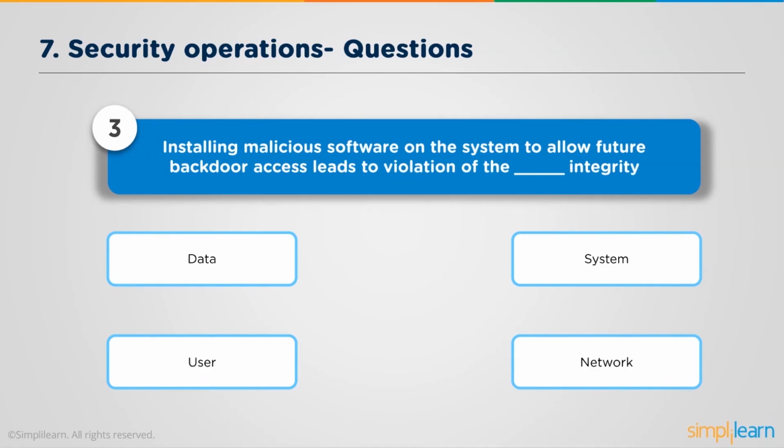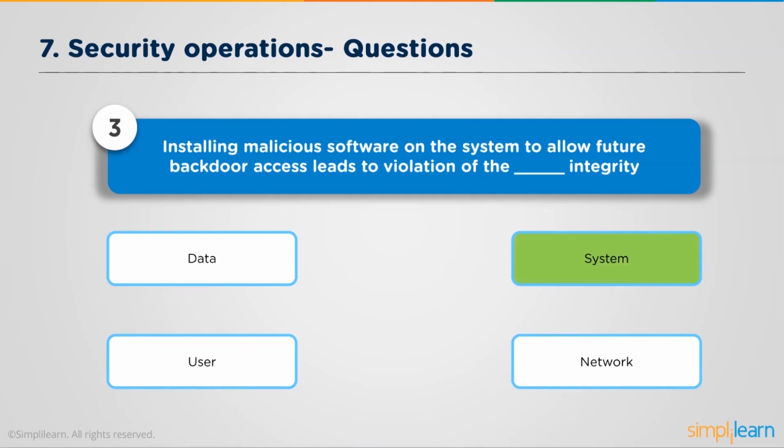Question 3: installing malicious software on the system to allow future backdoor access leads to violation of what integrity? Does it violate the data integrity, system, user, or network integrity? Now, malicious software on a system to allow future backdoor access. So what are we doing here? We are basically installing software or an application on a particular system which allows a hacker backdoor access to the system. So this would violate the integrity of the system itself, right?